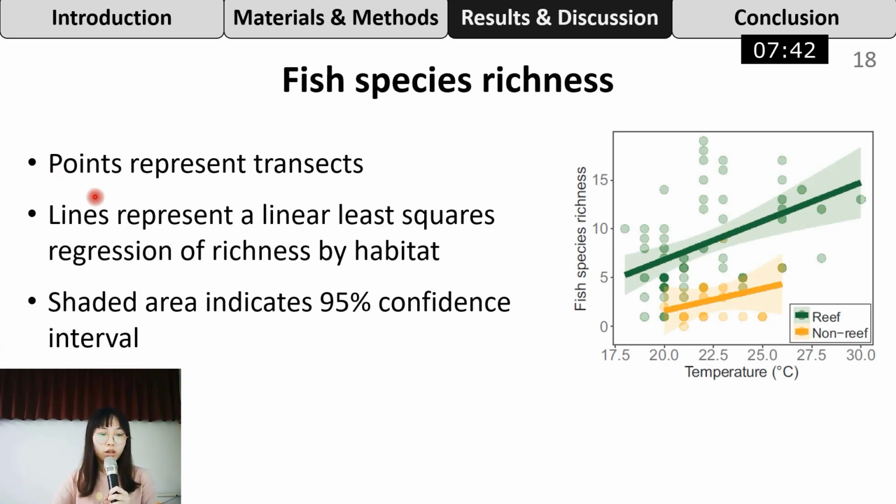And in this picture, richness refers to the number of fish species present in the area. And this image shows fish species richness by temperature and habitat type, including reef and non-reef habitats. And points represent transects, while lines represent a linear least squares regression of richness by habitat, which is a statistical method. And the shaded area indicates 95% confidence interval. When the shaded area is narrower, the model's predictions are more stable, making the result more reliable.